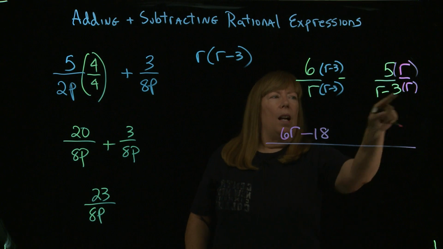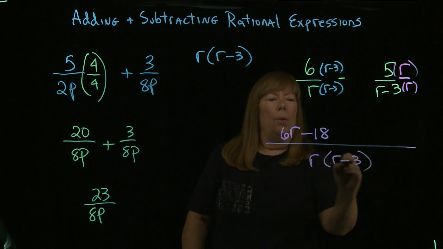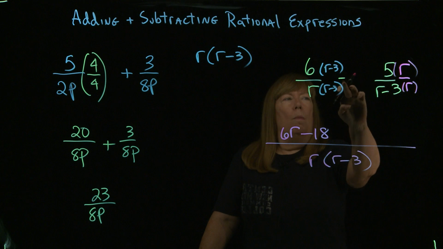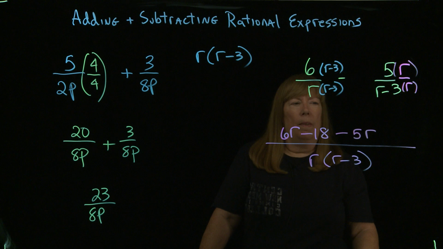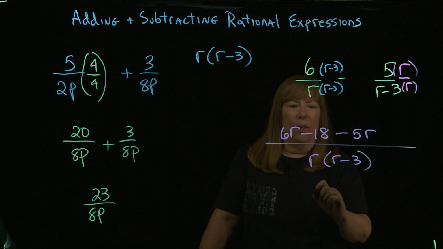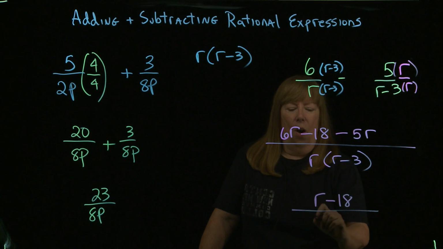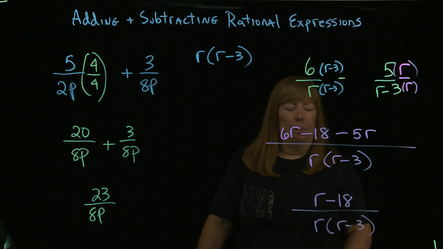Since I now have a common denominator, r times r minus 3, I can just put it all under the same denominator, minus 5r. Now, on the top, do you see any like terms? 6r minus 5r is r, minus 18 over r times r minus 3.